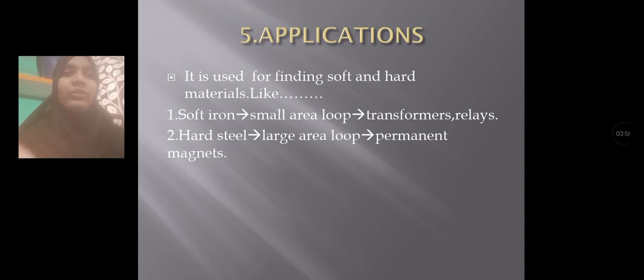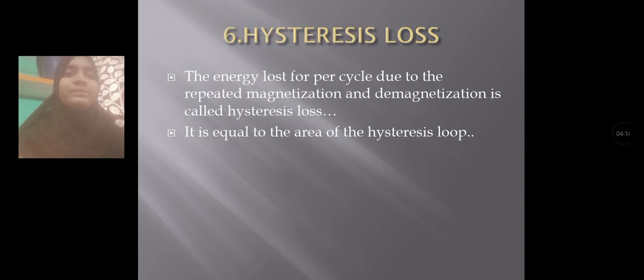Applications. It is used for distinguishing soft and hard materials like soft iron and hard steel. Soft iron has a small area loop. It is used for transformers, relays, motors, etc. Hard steel has a large area loop. It has a large area compared to soft iron materials. It is used for permanent magnets.